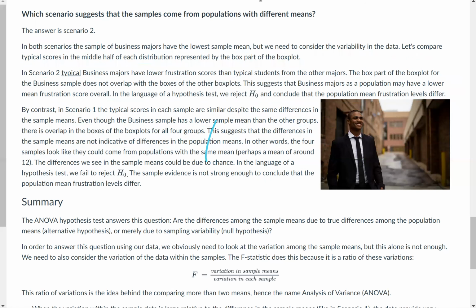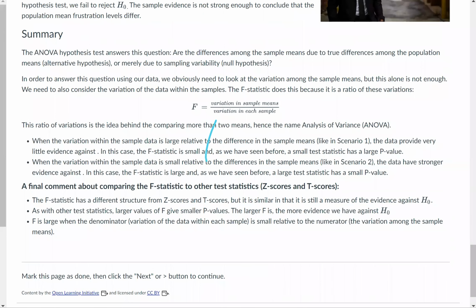Okay, so now let's look at a summary here. The ANOVA hypothesis test answers this question: are the differences among the sample means due to true differences among the population means, the alternative hypothesis, or merely due to sampling variability, the null hypothesis? It's basically the same question we've asked before, but of only 2 population means. Now we're looking at more than 2.